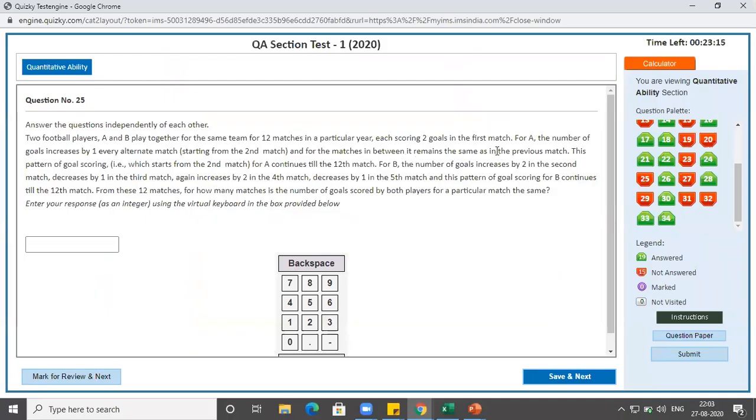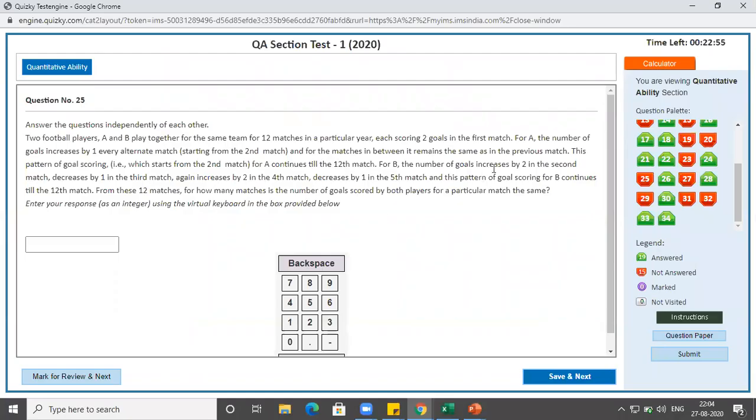For B, the number of goals increases by 2 in the second match, decreases by 1 in the third match, again increases by 2, and decreases by 1, and so on. Okay. So 4 minus 1, 3. 5 minus 1, 4. 6 minus 1, 5. And then 7 minus 1, 6. And 8 minus 1, 7. And 9 minus 1, 8, and so on.